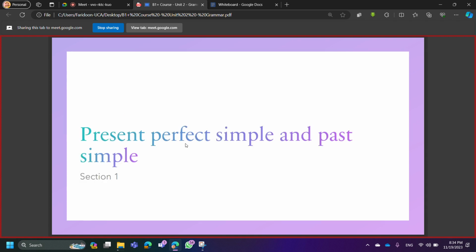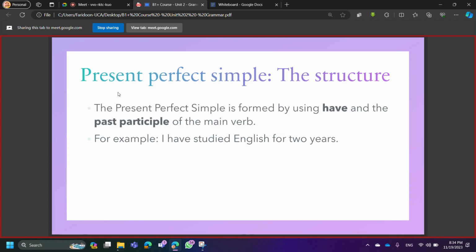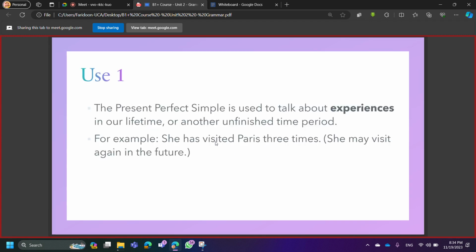Starting with section number 1, present perfect simple and past simple. Okay, let's see. The structure. Let's talk about the structure. So the present perfect simple, guys, is formed by using have and the past participle, or verb number 3, of the main verb. For example, I have studied English for 2 years. This is the present perfect, and it has the following uses.